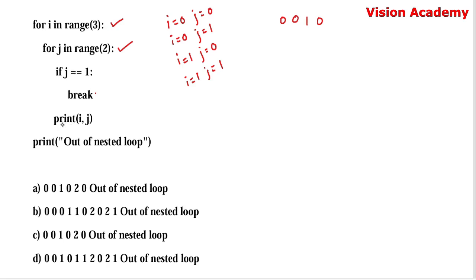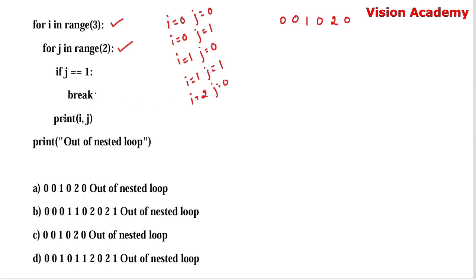Now control transfers to the outer for loop by incrementing the value of i by 1. Now i value will become 2. j value will become 0. Here 0 is equal to 1? No, the condition is false. Then this break statement will not get executed. It is going to print the value of i and j. So i value is 2 and j value is 0 here.